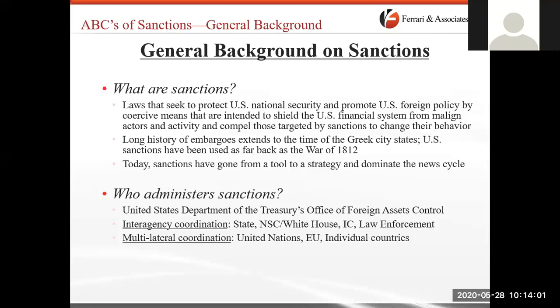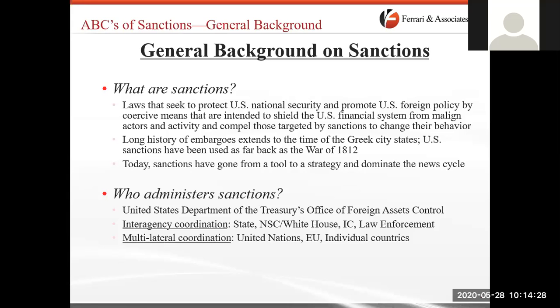There's no way you can talk about US sanctions without talking about the United States Department of the Treasury's Office of Foreign Assets Control. Likely many of you on this webinar have heard of them. That's OFAC. Just for those of you who don't know, OFAC is the primary agency involved in the promulgation of sanctions laws, and administering and enforcing those laws. So they're the primary administrator of US sanctions programs.